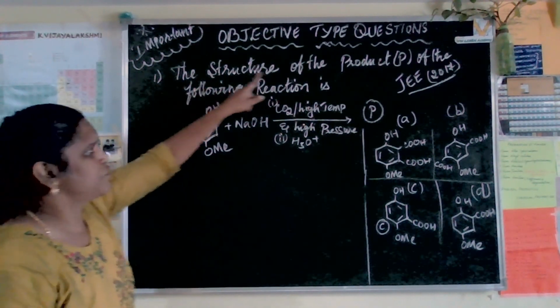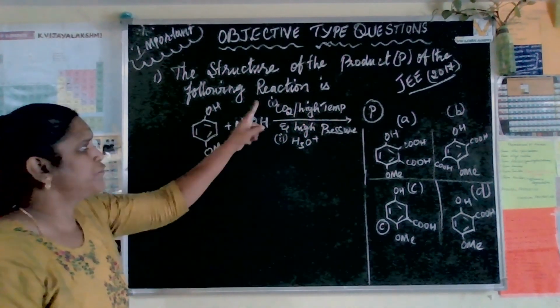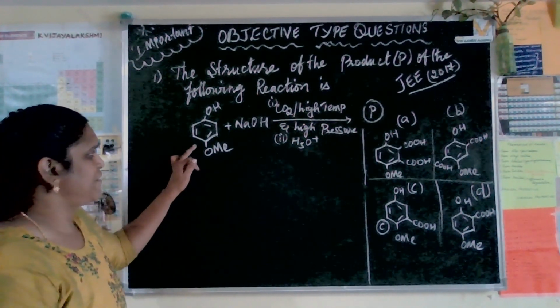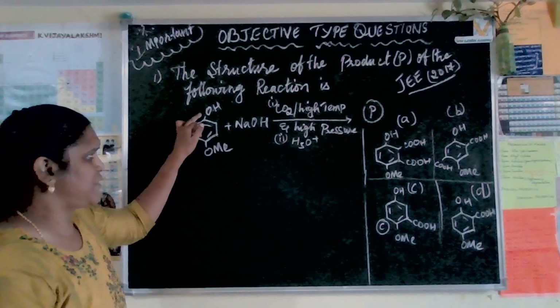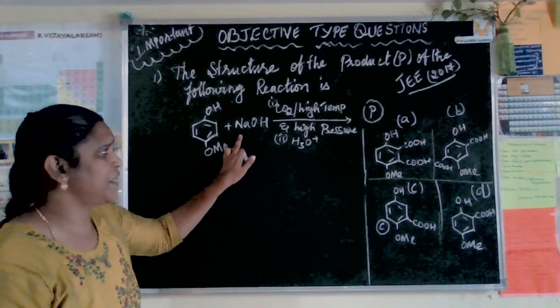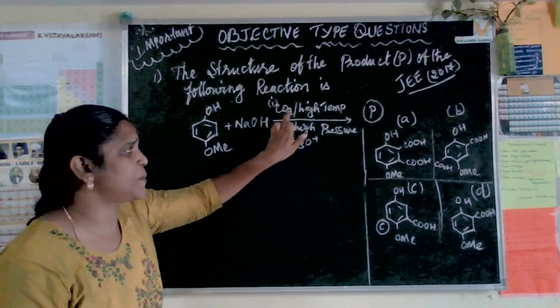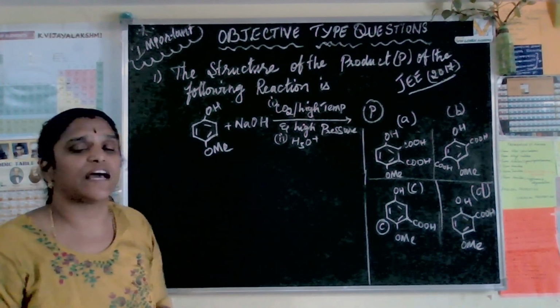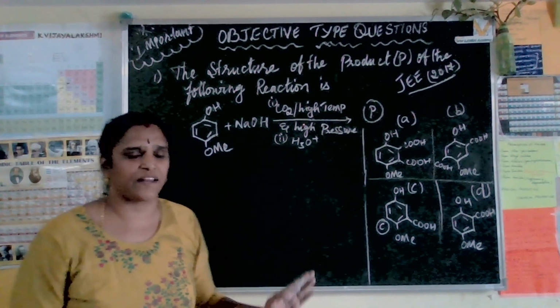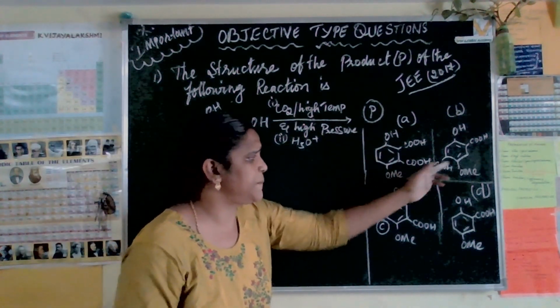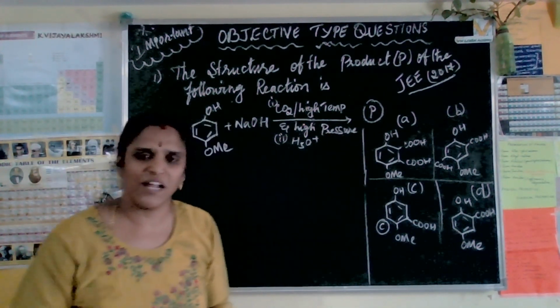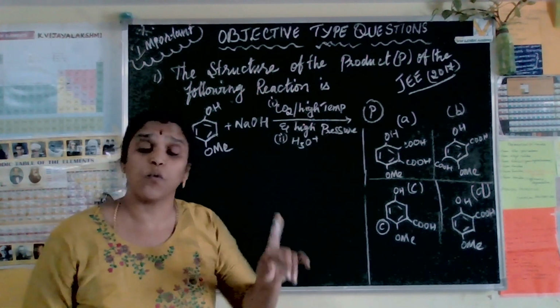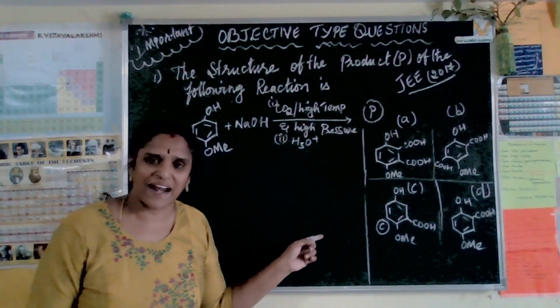The structure of the product P of the following reaction. They have given ortho-methoxy phenol reacts with sodium hydroxide in the presence of carbon dioxide at high pressure and temperature, followed by hydronium ion. What is the product? They have given the options A, B, C, D. Only one might be correct, the other three are wrong. Why are they wrong? Let us go and analyze it.